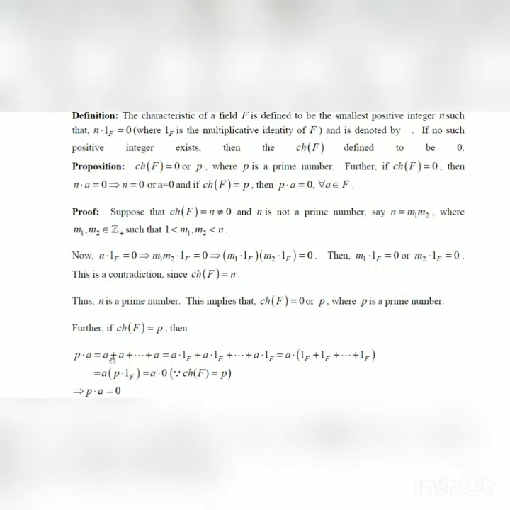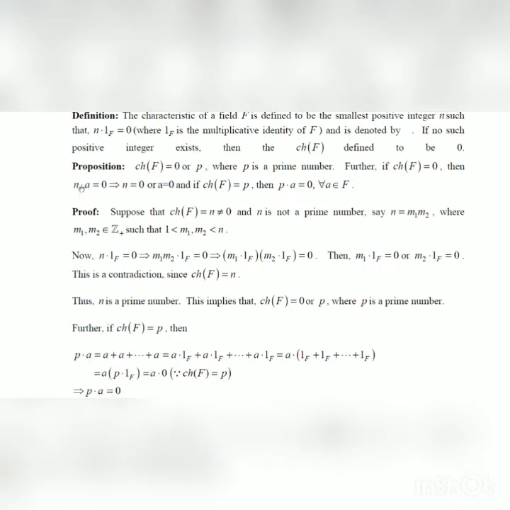But A can be written as A into 1, because F is a field and the identity law holds in F. So A into 1 is simply A. If you write this again by distributive law, I can write this as A into (1 plus 1 plus 1...). But how many 1s are there? P times 1s are there. So I can write this as A into P times 1. But since characteristic of a field is P, we know that P into 1 should give you 0. So this will be 0, and 0 into anything is 0. Therefore we have proved P into A equal to 0.